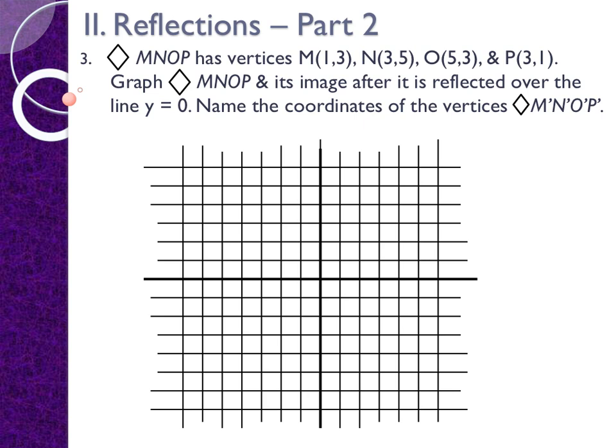I'm going to plot M at 1, 3, N at 3, 5, O at 5, 3, and P at 3, 1. Okay. And it's going to be reflected over y equals 0, which is right here. So y equals 0, which is going to be our x-axis. So it's actually going to be over our x-axis. Okay, y equals 0.